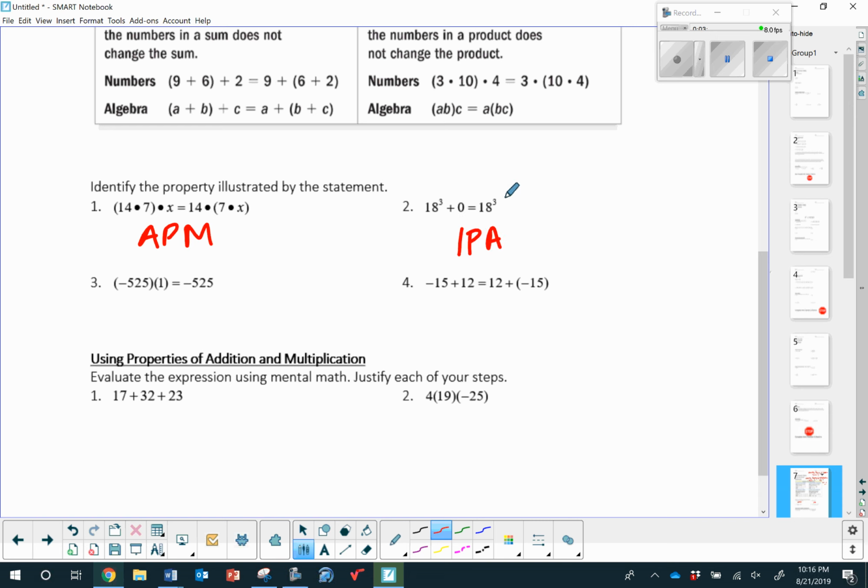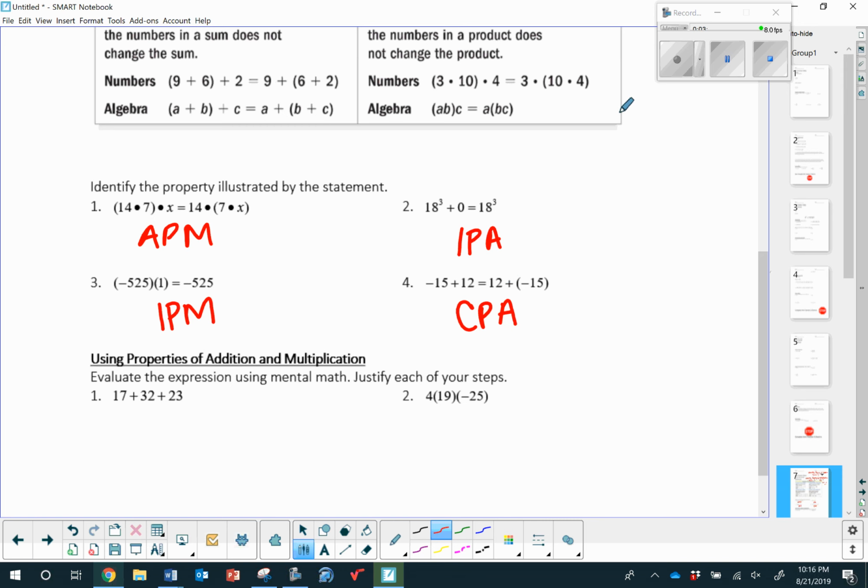Number 3, we are multiplying -525 by 1. So that is the identity property of multiplication. Last but not least, when we look at number 4, -15 plus 12 also equals 12 plus -15. So that is the commutative property of addition.